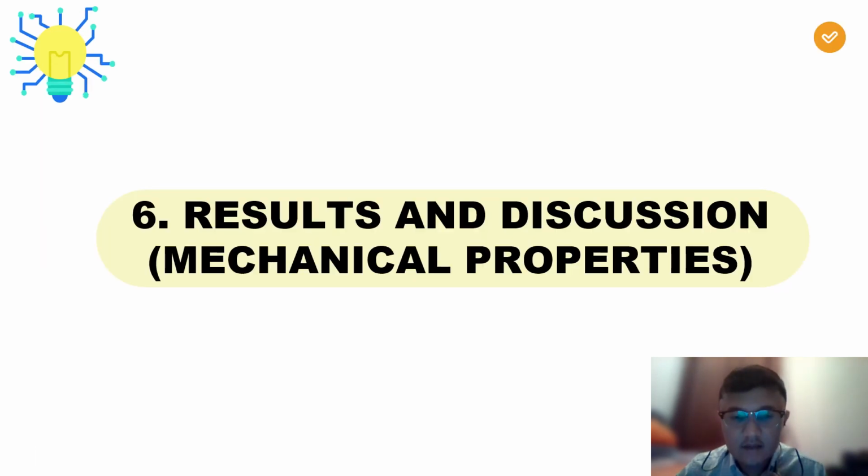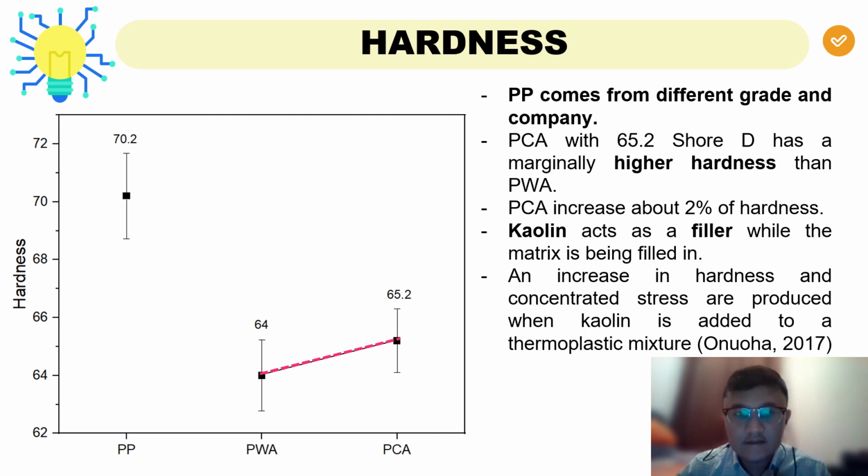Results and discussion for mechanical properties. Hardness. It demonstrated that PP had the highest hardness compared to the other samples. The factor that made PP have the highest hardness is because the PP was still a virgin aggregate, while PWA and PCA had undergone many processes to form the aggregates, as the PWA and PCA were the recycled polypropylene.